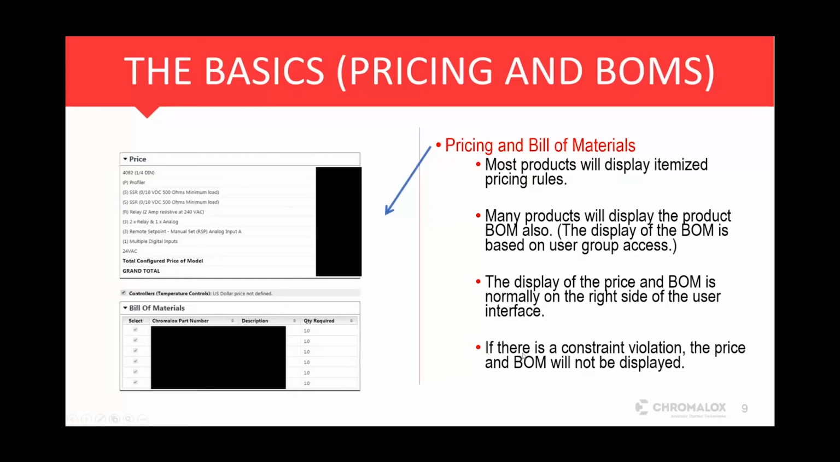Also, it's important to know, this part is really important: if there's a constraint violation, the price and bill of material will not be displayed. It will just disappear from the screen. That has come up in testing. People have asked me why, but that's by design. And we'll talk about constraints in the next slide.